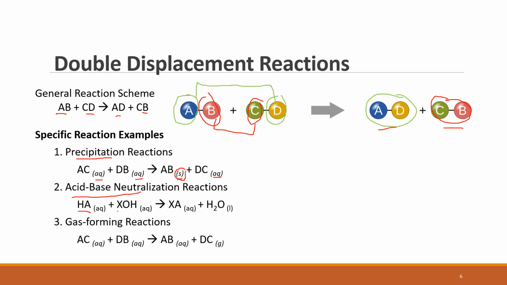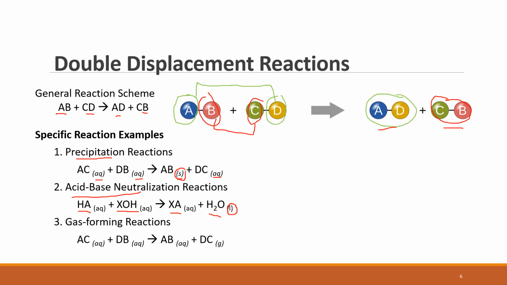The base is going to have an OH in it for this course because those are the only bases we're going to be looking at in this course. Keep in mind there are other types of bases. It's just not ones we're exploring in Chem 1. So reactants: an acid and a base. The products then are going to be a salt, and that's what XA is representing, and water, H2O. Notice water has an L by it because it's pure water with nothing dissolved in it.